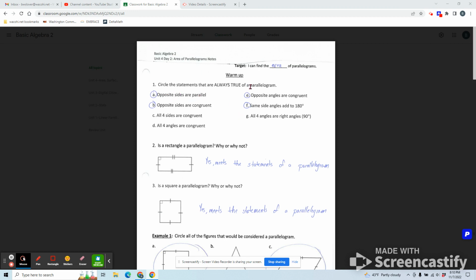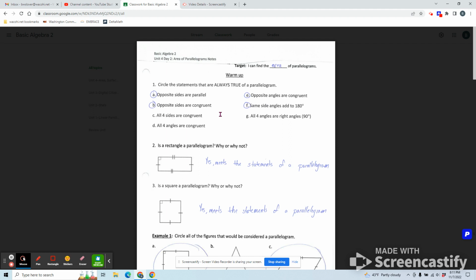That is true. In the word parallelogram, you have the word parallel. Your opposite sides of a parallelogram are congruent. That is true. Your opposite angles are congruent. That is true. Your same side angles add up to 180, or maybe you heard it as consecutive angles equal 180. That is also true.